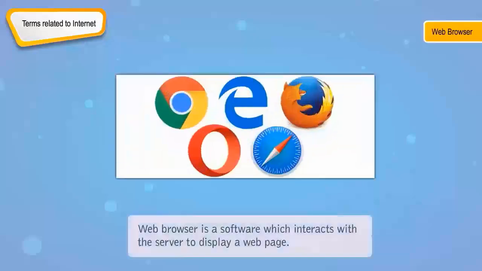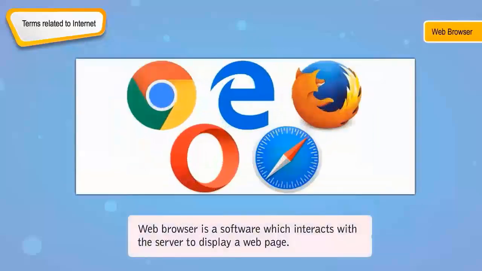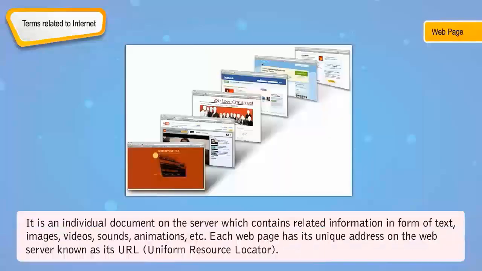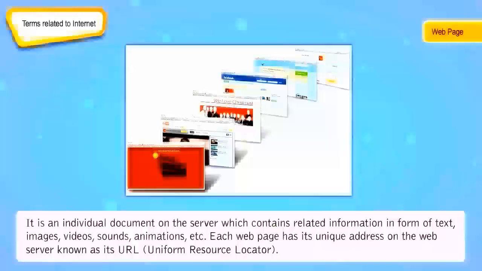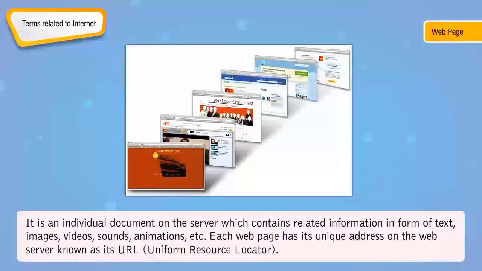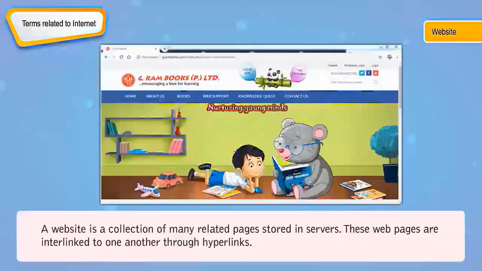Web browser. Web browser is a software which interacts with the server to display a web page. Web page. It is an individual document on the server which contains related information in form of text, images, videos, sounds, animations, etc. Each web page has its unique address on the web server, known as its URL, Uniform Resource Locator.